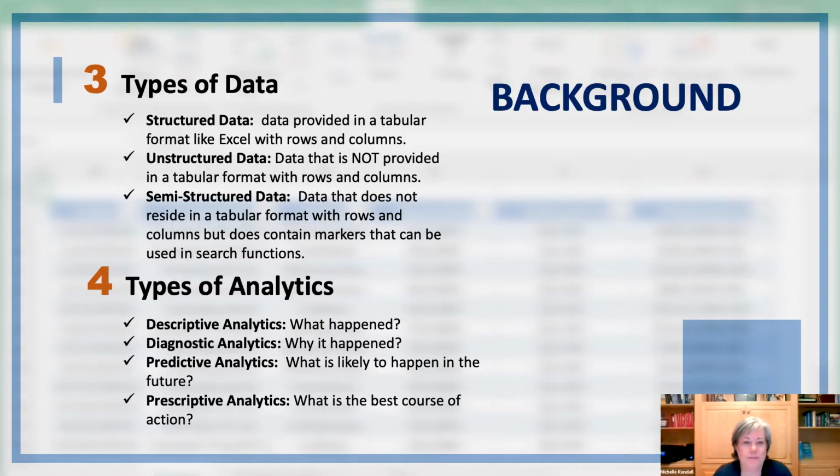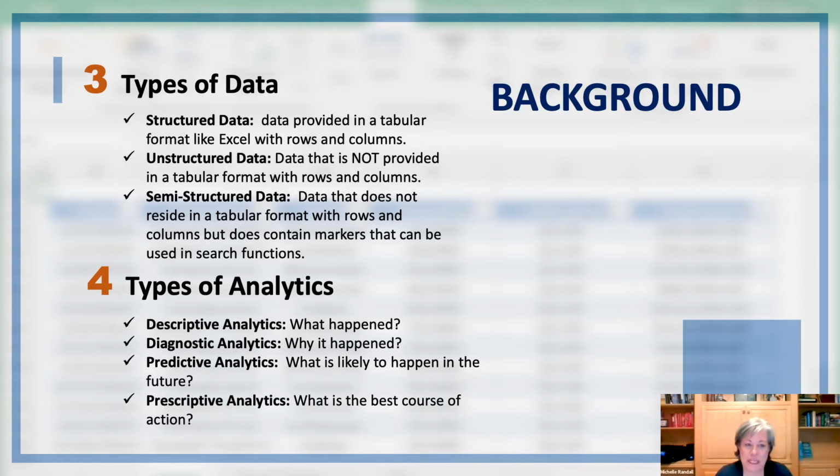A little bit of background. So there are three types of data we'll be talking about. Structured data is data that is provided in tabular format like Excel with rows and columns. Structured data is the type of data that accountants spend a lot of time with. Unstructured data is data not provided in tabular format with the intersection of rows and columns. Then we have semi-structured data, data that does not reside in a tabular format with rows and columns, but it does contain specific markers that can be used for search functions. An example of this would be if you tagged your name in a photo.